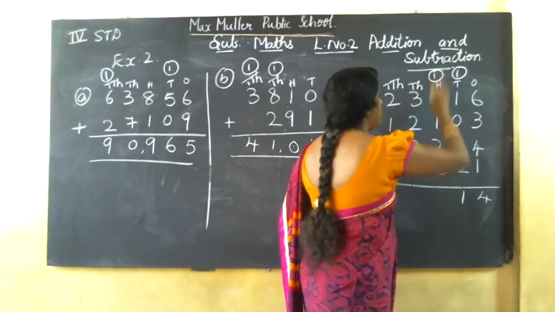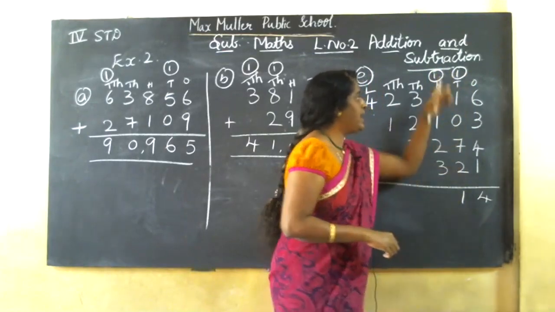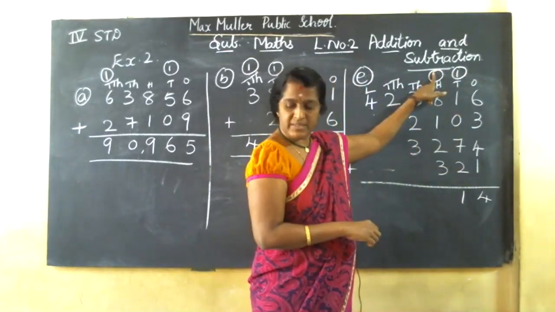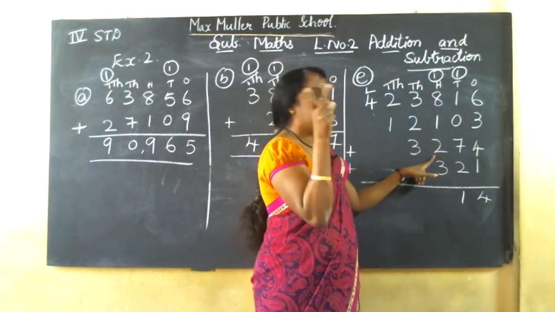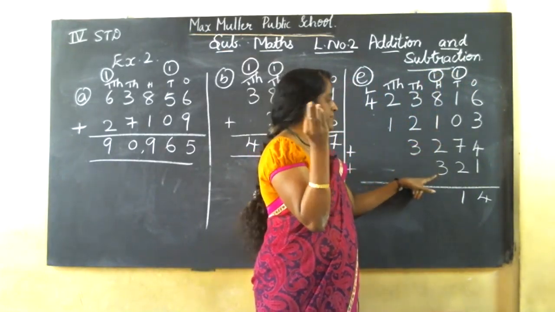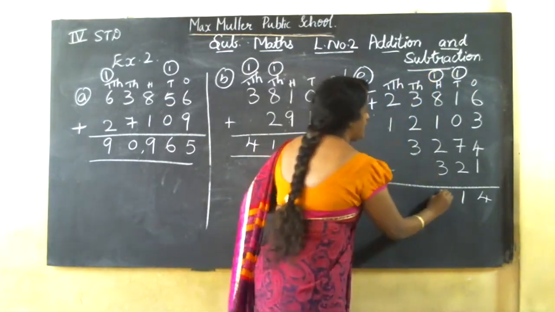1 will be in hundreds place. See, when you count this, 7, 8, 9, 10, 11. 1 carry will be in hundreds place. So 8 plus 1, 9. 9 plus 2, 10, 11. 11 plus 3, 12, 13, 14. Plus 1, 15.